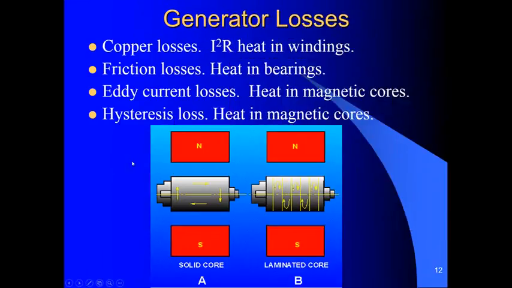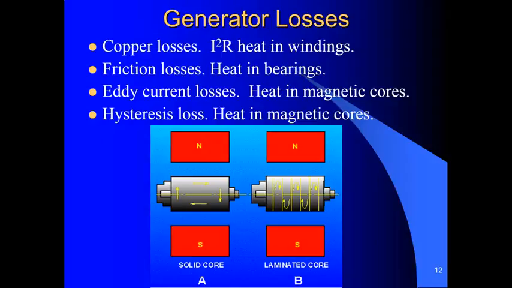Our major losses in a generator are copper losses. And again, we've talked about I squared R in DC and AC. I squared R heating losses are throughout the windings because the windings are obviously made of copper. There are friction losses due to heat in the bearings. And then there are eddy current losses.